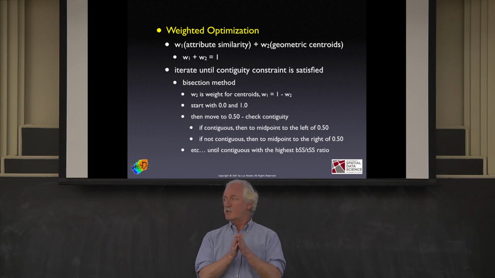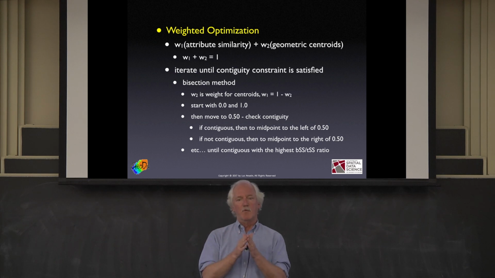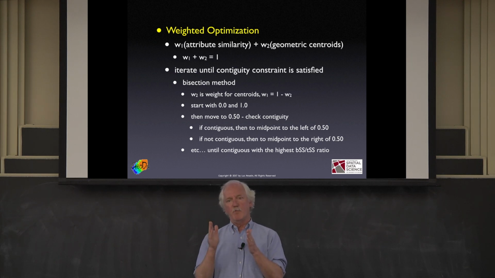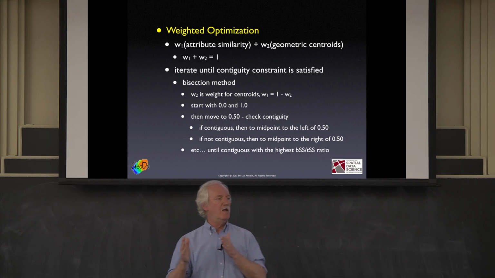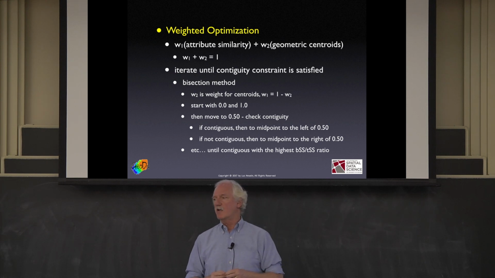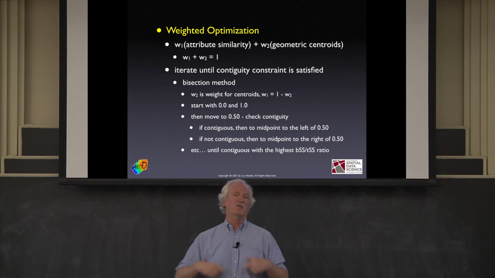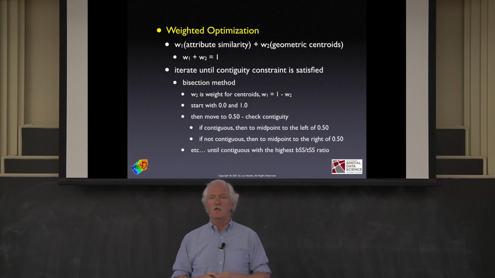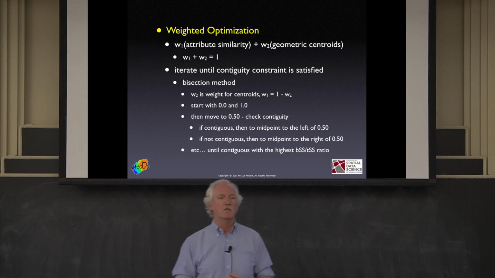If it is contiguous, then we can move further towards 0. If it's not contiguous, then we take the midpoint between 0.25 and 0.5 and do it again. So we keep moving to the left or to the right, depending on whether the contiguity constraint is satisfied or not. And we keep taking the midpoint until the objective function doesn't change based on some criterion that we choose. If it doesn't change, we say good enough, we stop.